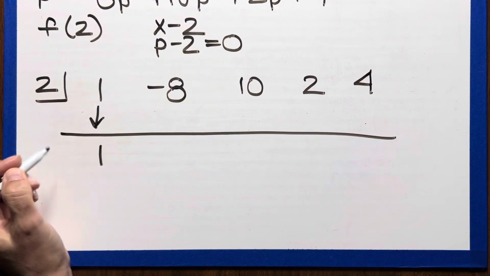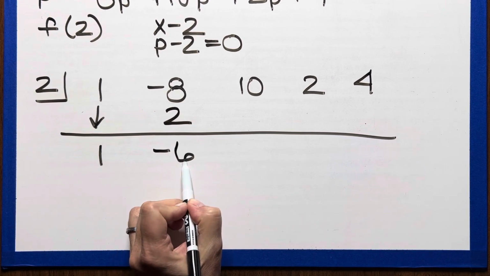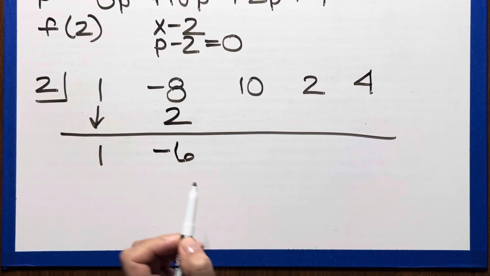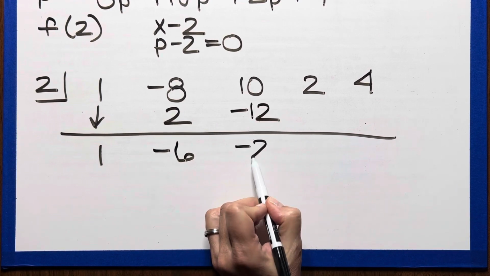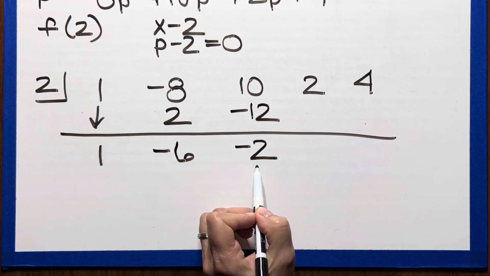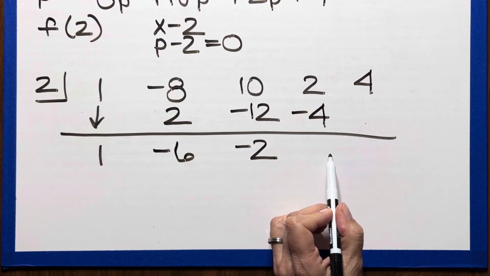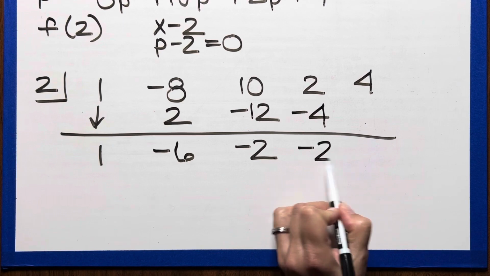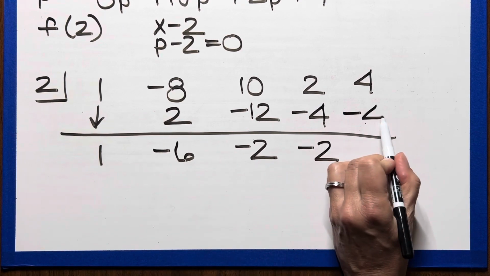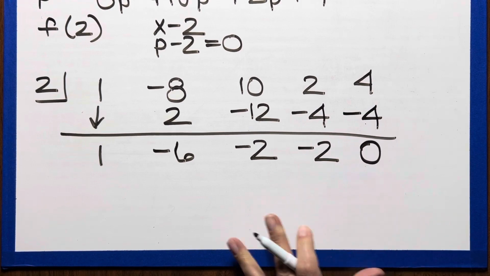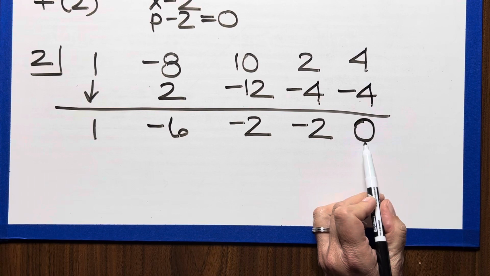If I drop down the 1 and I multiply, I get 2. I add to get negative 6. I multiply, so now I've got negative 12. I add going down, which is negative 2. Multiply and get negative 4. Add going down here, and I get negative 2. Multiply again, I get another negative 4. And on my last step, I get my remainder, which is 0.